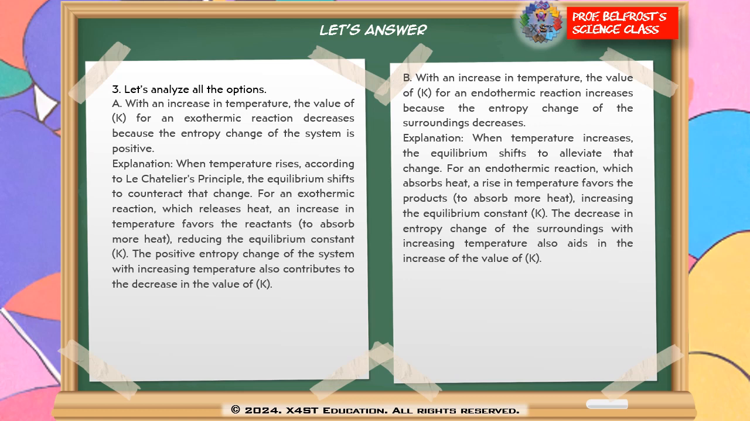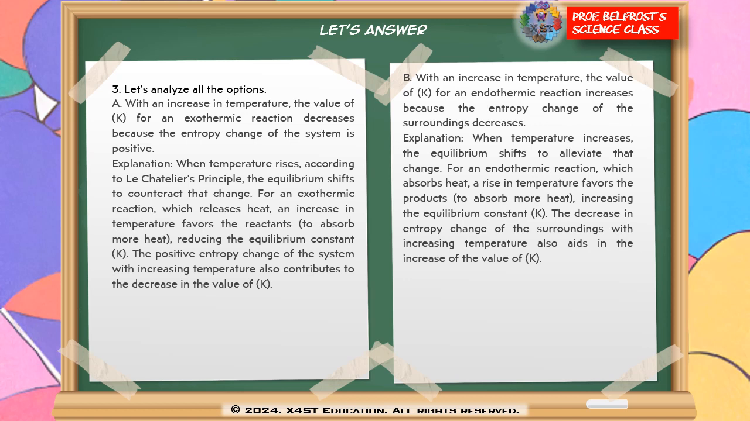So with A, we know that with an increase in temperature, according to the Le Chatelier principle, the equilibrium will shift to counter that change. So for an exothermic reaction, which releases heat, an increase in temperature favors the reactants, reducing the equilibrium constant. And a positive entropy change of the system with increasing temperature also contributes to the decrease in the value of K. So this is true, right? My previous explanation supports the option, so A is true.